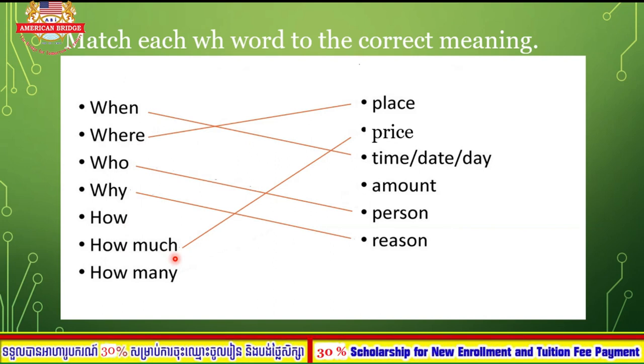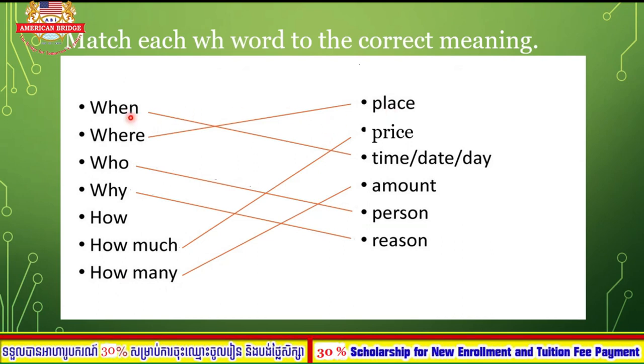How much, right? How much asks for the price. Example, if you buy a computer and you want to know about the price, you ask, how much is it? How about how many, everyone? Yes, how many asks for the amount of something, okay? And this is for countable nouns. Example, how many books are there? There are 2 books. Great.